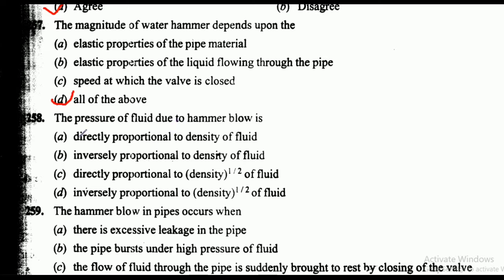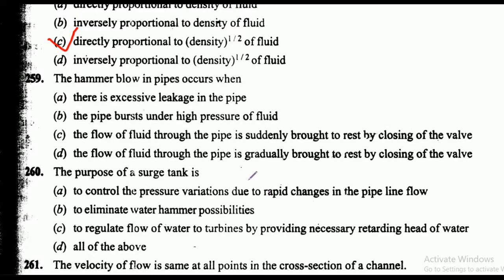Next is the pressure of fluid due to hammer blow is. Here friends, these are the options, and here the correct answer is option C, that is directly proportional to density raised to 1 by 2 of fluid. Next is the hammer blow in pipes occurs when. Here friends, these are the options, and here the correct answer is option C, that is the flow of fluid through the pipe is suddenly brought to rest by closing the valve.